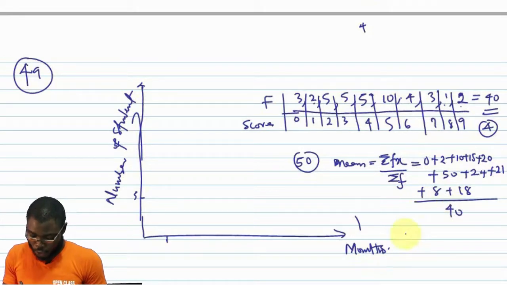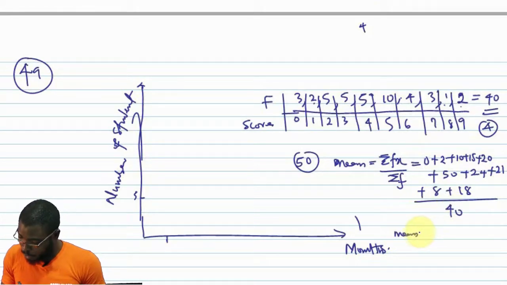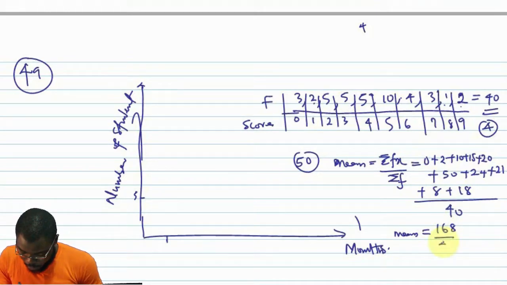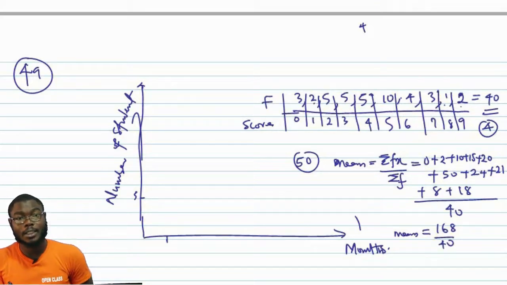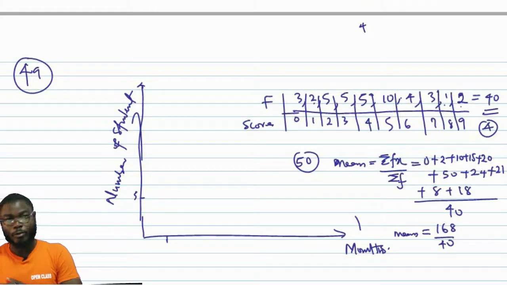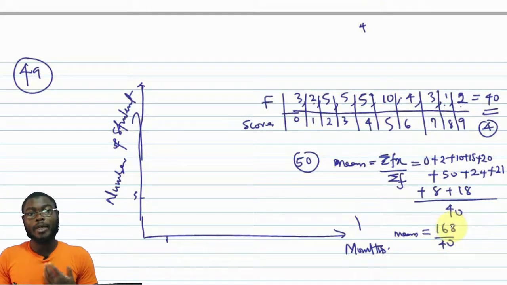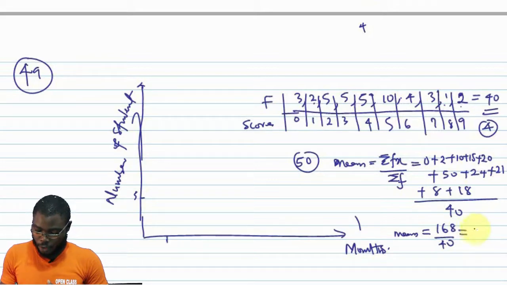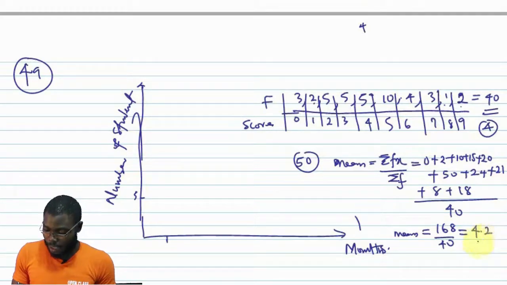So your mean will be equal to 168. If you sum all this up, you have 168 divided by 40. If you divide 160 by 40, you're going to get 4. In this kind of scenario, you divide the remaining 8 by 40, which gives 0.2. So it's just straightforward. You have this to be equal to 4.2. 40 in 160 gives you 4. 40 in 80 gives you 2. So you have 4.2. So that's the option.